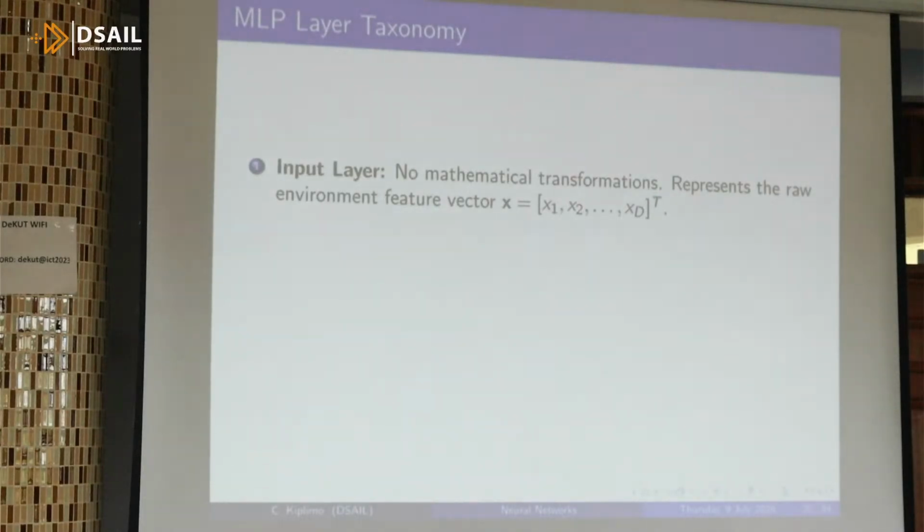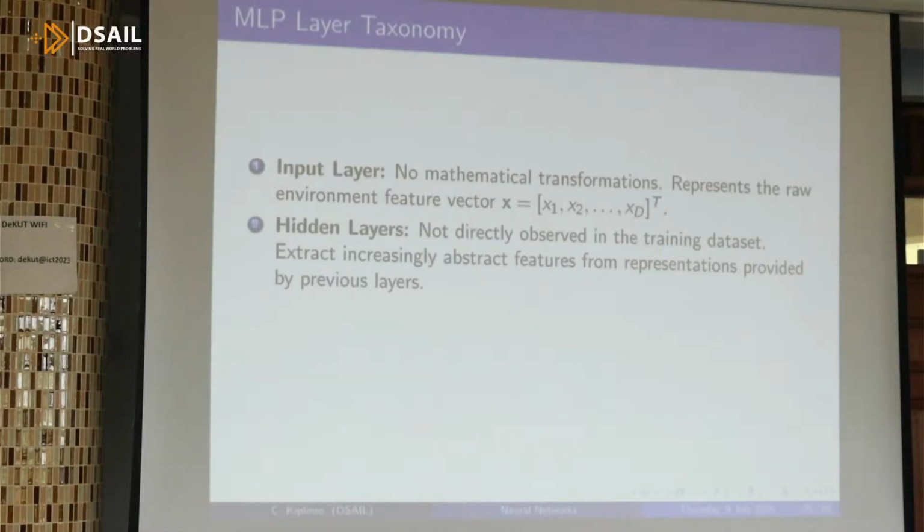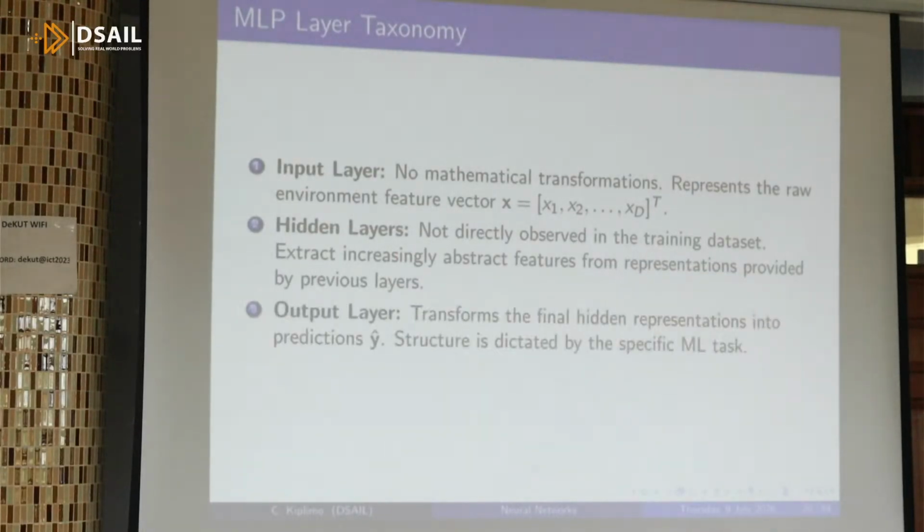Okay, so in a multilayer perceptron, you have an input layer. We often refer to an input layer, but really, sometimes it's convenient to think of it as no layer at all, because it's just the inputs themselves as a vector. No mathematical transformations there, just the raw feature vector x. All right. Then you have hidden layers, which are not directly observed in the training set. They extract increasingly abstract features from representations provided by previous layers. And then the output layer transforms the final hidden representations into the prediction y hat.